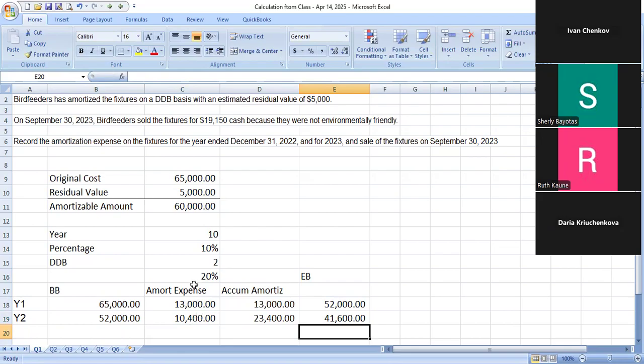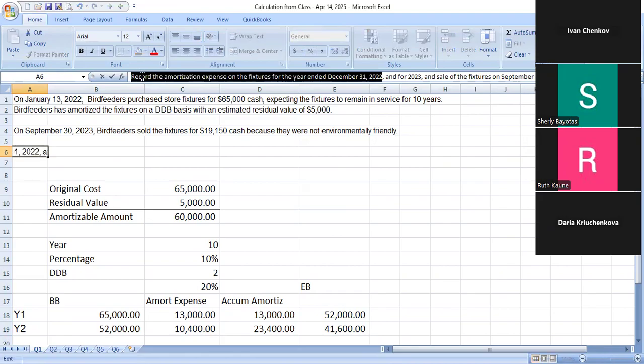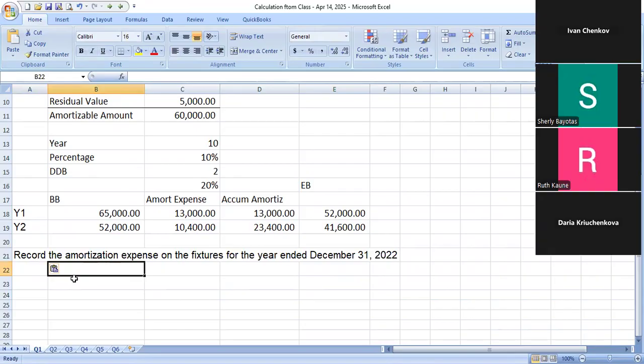So from here, the first requirement is to record amortization expense of December 31st, 2022. So let's do that journal entry. Once we have this, what will be the journal entry here? Debit. Which account are we going to debit?